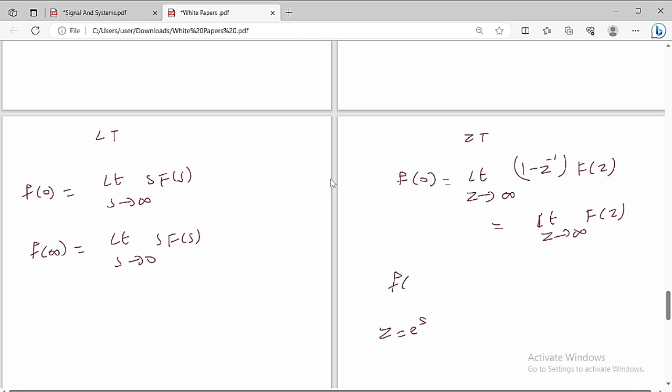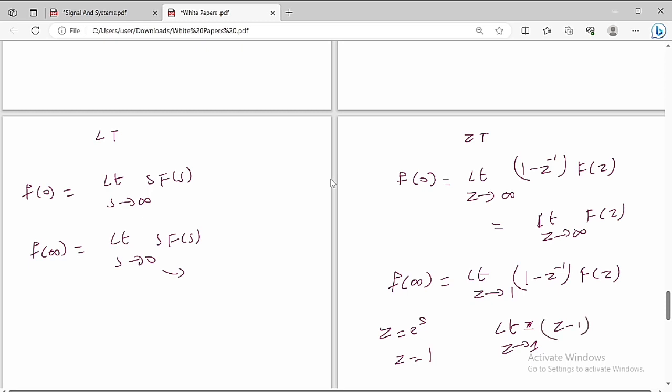So here f of infinity is equal to limit, and here you can see s is equal to 0. S is equal to 0 means what is z? z is equal to 1. So limit z tends to 1, 1 minus z to the power of -1 into F of z. If we simplify, what are we going to get? Limit z tends to 1. Here we can simplify to z minus 1 by z. If we substitute z equal to 1, we are going to get z minus 1 into F of z.